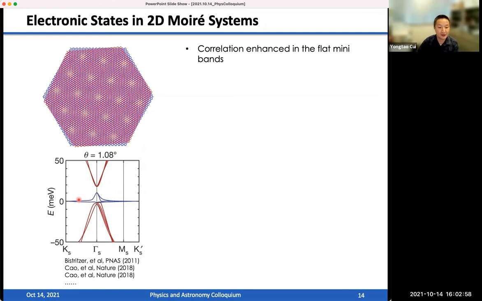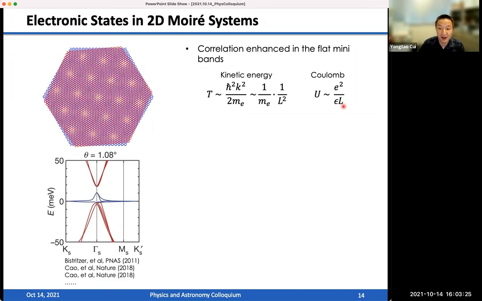That can be understood with a simple picture. Remember, we compare the kinetic energy with the Coulomb interaction. The kinetic energy is p squared over 2m, and this momentum is related to the wave vector k, which is 1 over the periodicity. On the other hand, the Coulomb interaction goes like e squared over the distance, again on the order of the periodicity L.